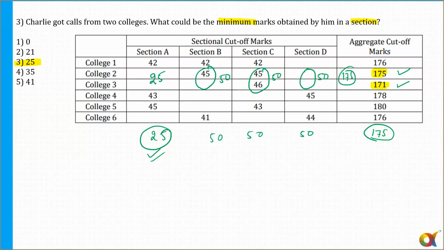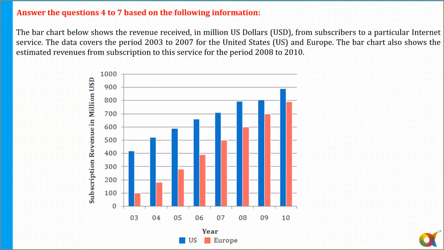That is question number 4 to 7. Let me read it here first of all. It says the bar chart shows the revenue received in million US dollars from subscribers to a particular internet service. The data covers the period 2003 to 2007 for the United States and Europe. The bar chart also shows the estimated revenues from subscription to this service for the period 2008 to 2010. So for the years 2008, 9, 10, these are the estimated revenues.